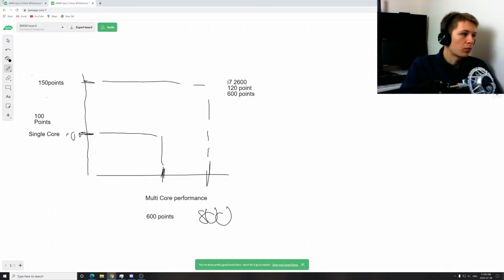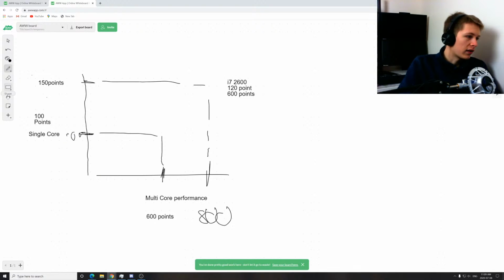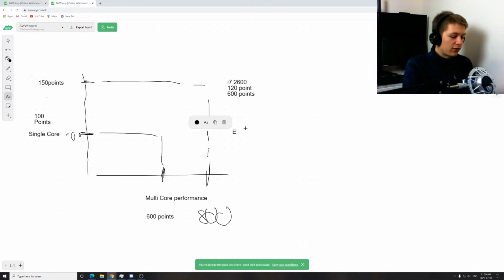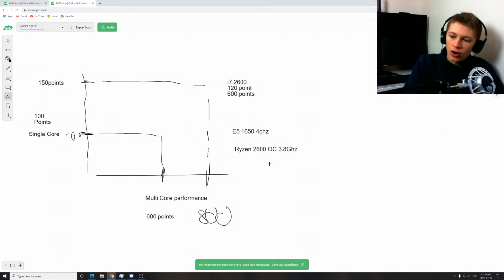So if you want to play at 120 FPS, you might need a CPU along the lines of a 6-core Xeon like an E5-1650 at 4 gigahertz. You could probably get 120 FPS smooth, or you would probably want to also look at something like the Ryzen 2600 overclocked to about 3.8 gigahertz. And obviously, there are a lot of different options available.